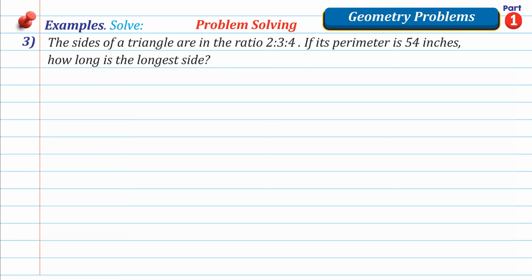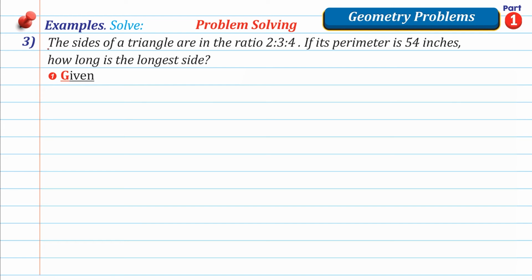Last example for this session. Let's read the problem. The sides of a triangle are in the ratio 2:3:4. If its perimeter is 54 inches, how long is its longest side? Okay, this is a relatively easy question compared to the previous one. So, diretso na tayo. Step 1, given. Let me read the problem again.